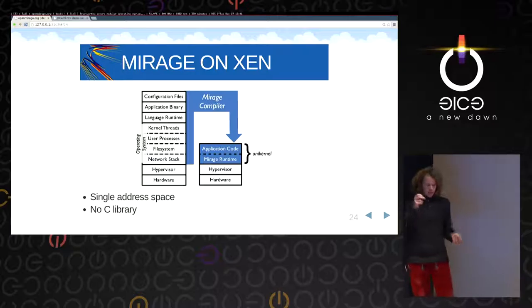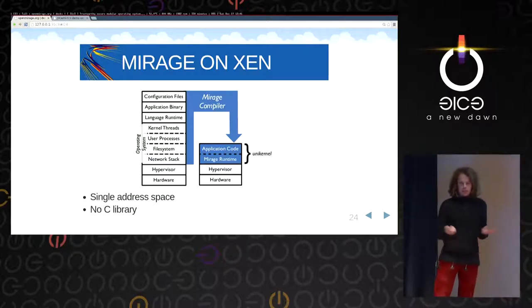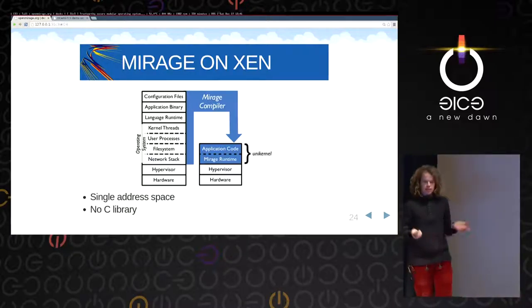And we don't even have a C library in here. In Mirage OS, we have no libc. So a huge bunch of code which might contain some security issues is just removed.